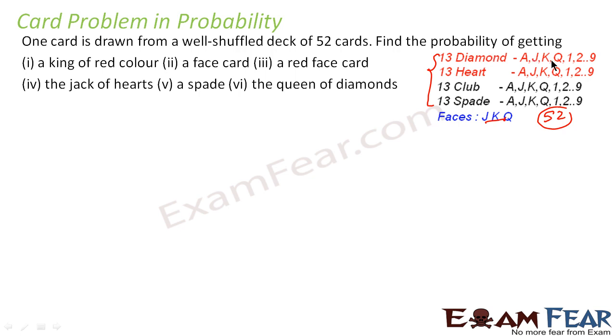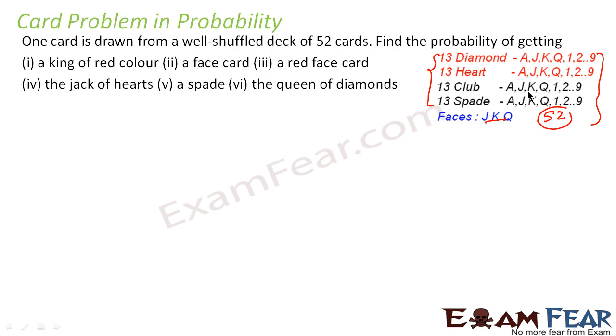In diamond we have A, J, K, Q and 1 to 9. In all we have A, J, K, Q and 1 to 9. Faces are only J, K, Q. A is not face. This is the basic thing to solve any card problem. If you don't understand this, you won't be able to solve any card problem. Just understand this. In the card, we have 52 cards. 13 are diamond, 13 heart, 13 club, 13 spade. In 13 diamond, we have A, J, K, Q and 1 to 9. Similarly, in heart, club and spade, we have A, J, K, Q, 10 and 9. And when you say faces, we say J, K and Q.